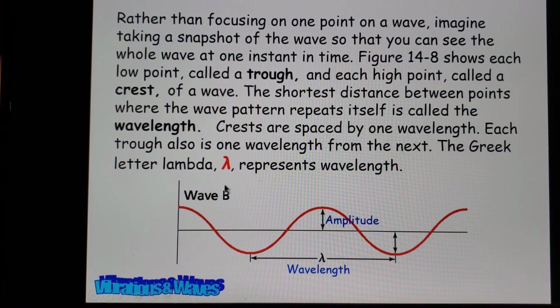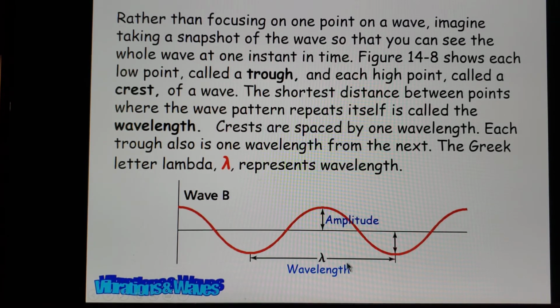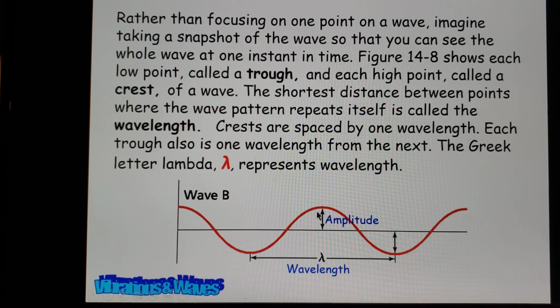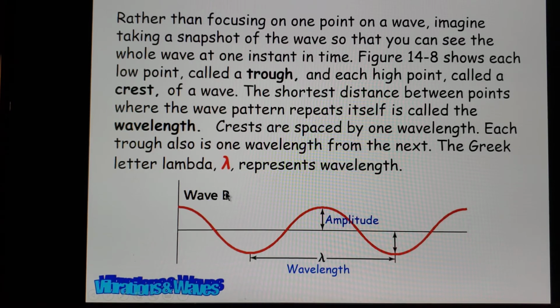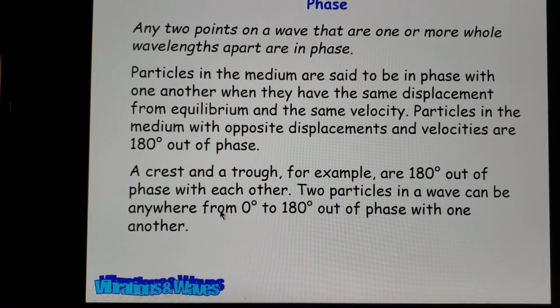Here's a picture. This is a wave. The wavelength is the distance from there to there. That little symbol is wavelength. We could also go the distance from this trough over to this trough. That would count. That would be no problem. And amplitude is this little distance from the rest position to the high point. Crests are spaced by 1 wavelength, and troughs are spaced by 1 wavelength. And the lambda symbol represents wavelength.